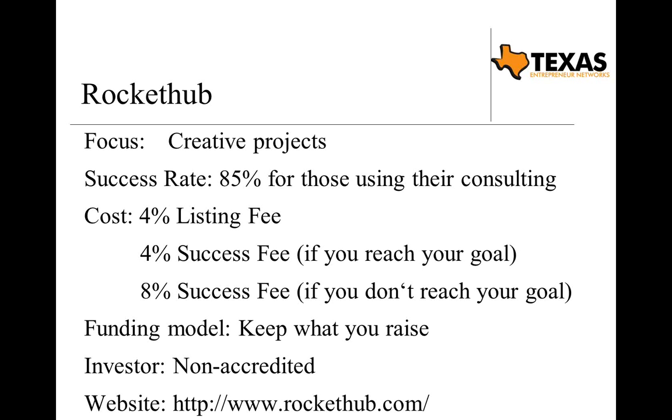They do charge a 4% listing fee, so just to put your deal up there, they'll charge you a fee for that. And then they do charge a 4% success fee if you reach your goal, and an 8% success fee if you don't reach your goal. And here the funding model is you keep what you raise. So if you don't raise the entire amount, you do still keep it, but you'll pay a higher fee for that. They also deal with non-accredited investors, and you can find them at rockethub.com.